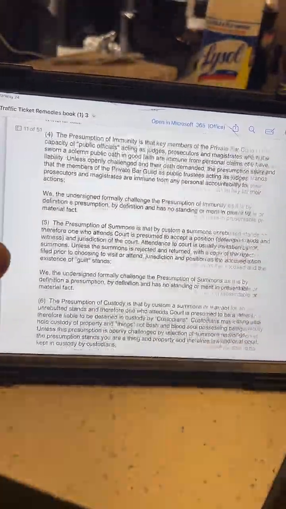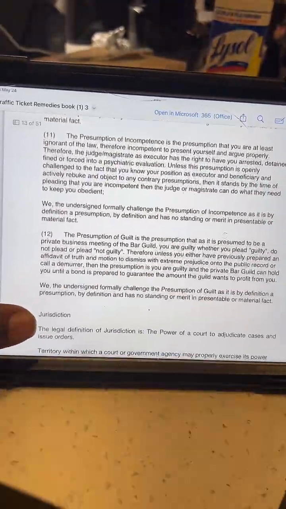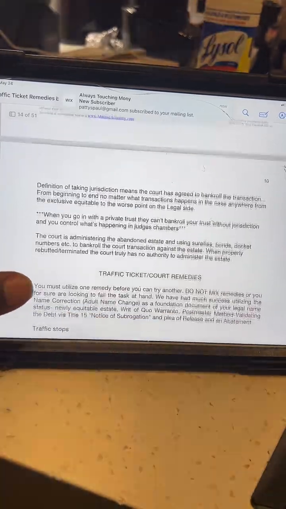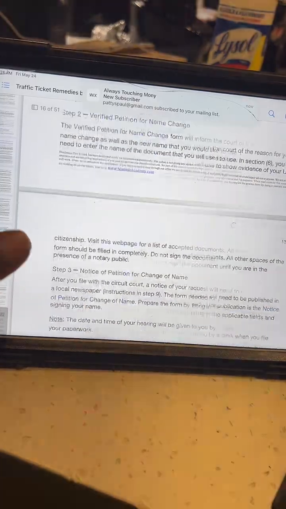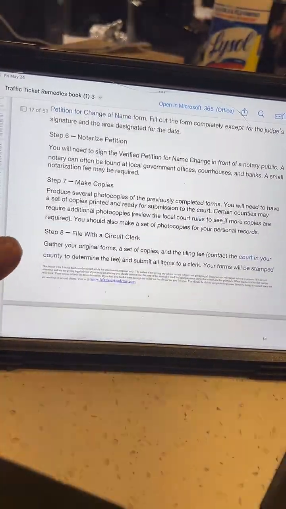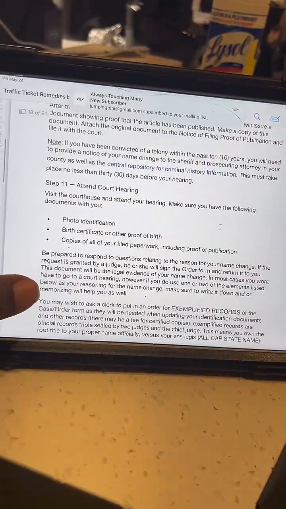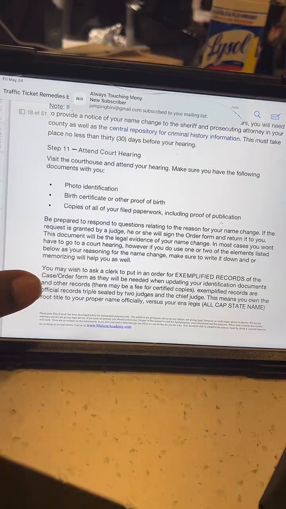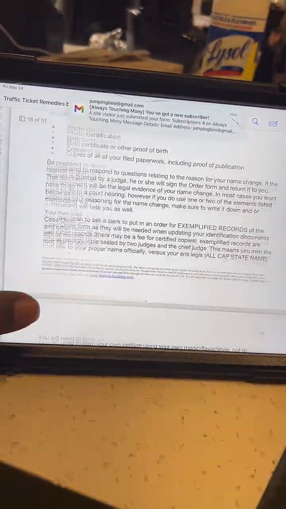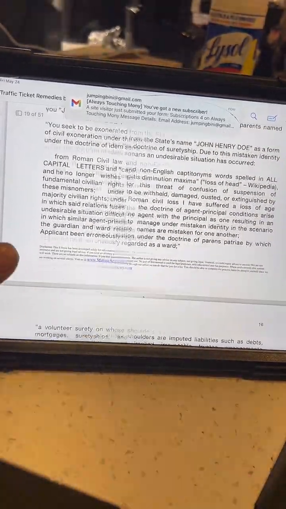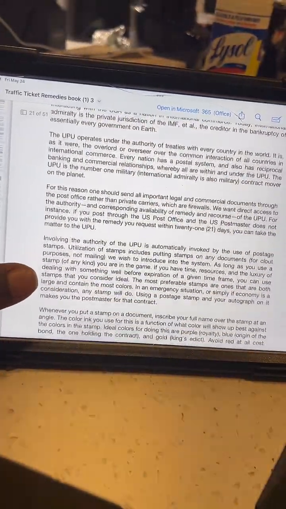So I'm just scanning through it. I just want to get to the part where it talks about the status correction, how to go through circuit court to do the status correction where you own your name. Let me see if I can get to it, because I'm scanning through it. So yeah, hold on. So he talks about the status correction somewhere in here. I really need to sit down and read this book.